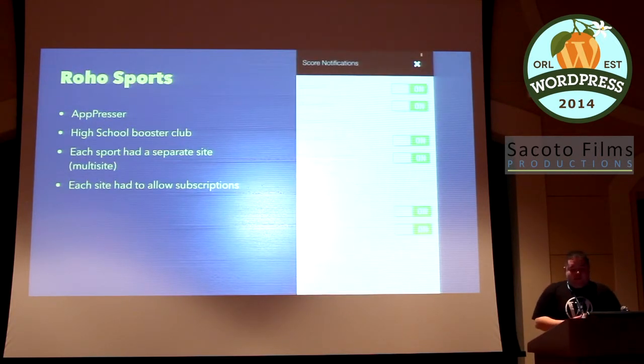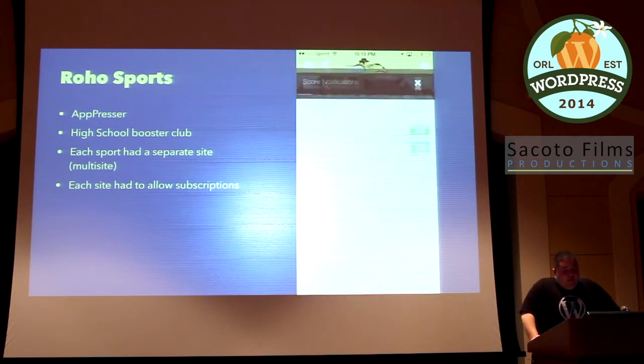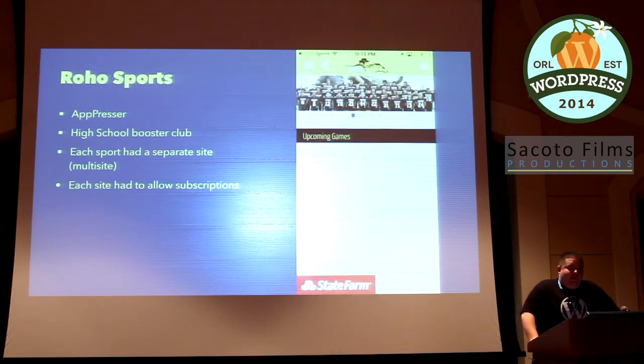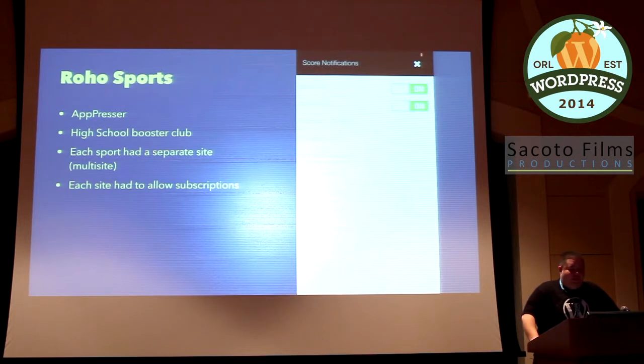The brief for this called for both a website and an app. They wanted to have the same information. They didn't want to duplicate that data. The way it worked was each booster club at the high school got their own site. So they would have rojosports.com/football or /varsity or anything like that. So we attacked this with separate multi-sites for each.